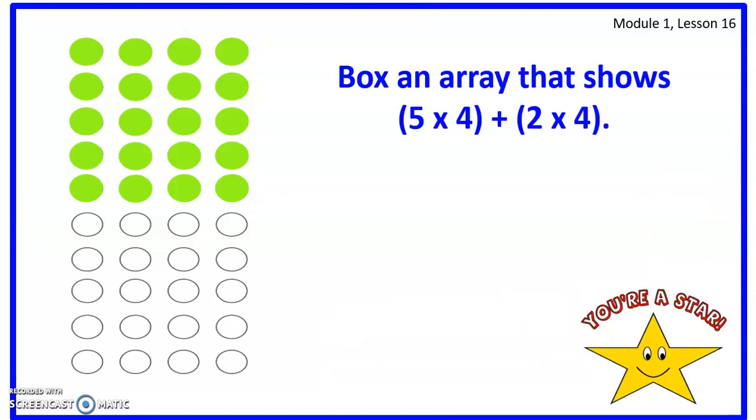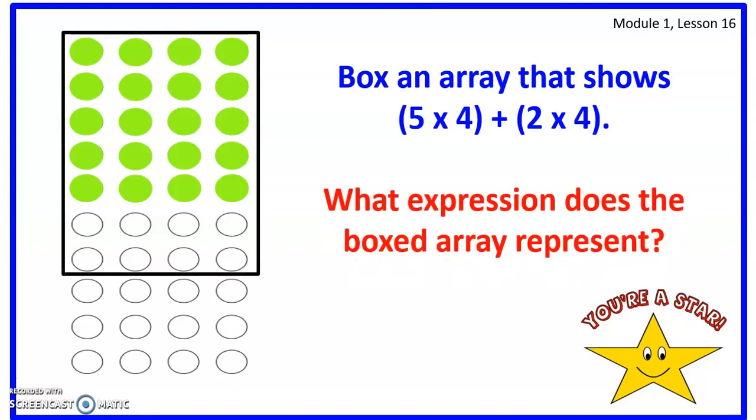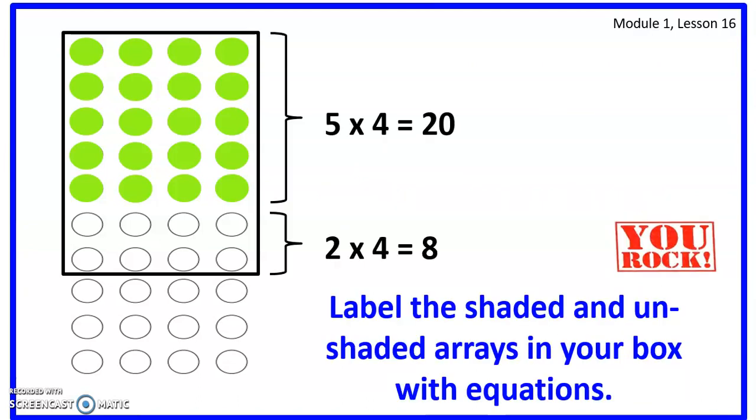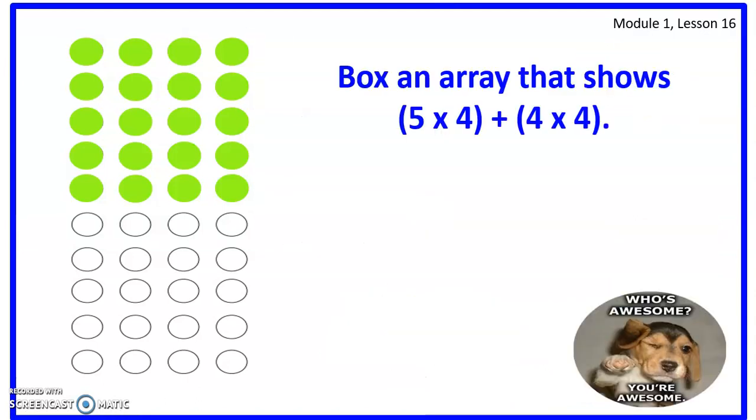Now let's do the one that shows 5 times 4 plus 2 times 4. This is 7 times 4. If you label the shaded and unshaded, it is 5 times 4 plus 2 times 4. Now, 5 times 4 is 20. 2 times 4 is 8. If we add 20 plus 8, it's 28. And 7 times 4 is also 28.